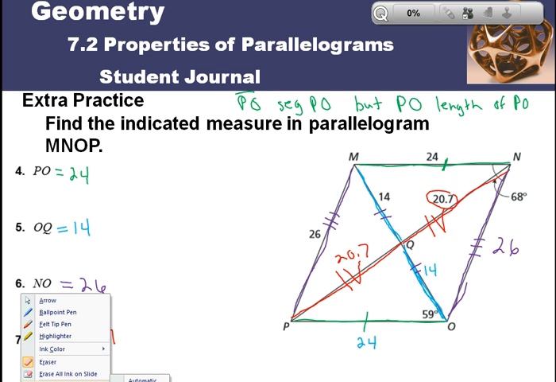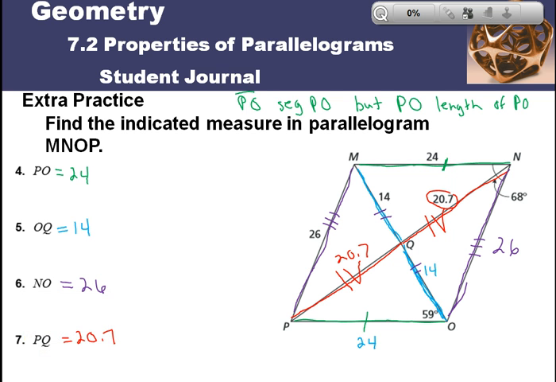Okay, we'll go on to the next slide then. So we found sides here. Pretty easy, opposite sides were equal. So 24 and PO, and then MP was 26, so that meant that NO was 26. Then we have part of a diagonal, MQ, and that's equal to this part of the diagonal, QO. And then this diagonal, PQ, is equal to this diagonal, QN.